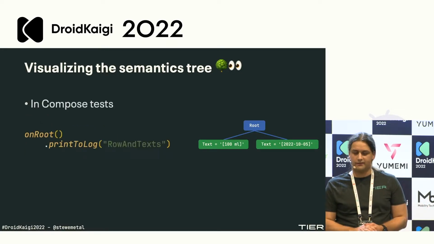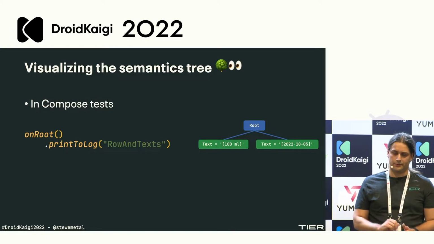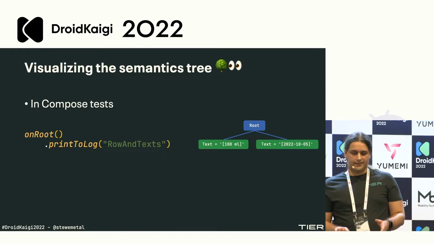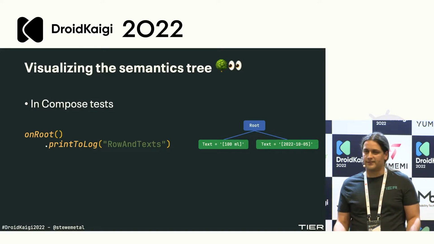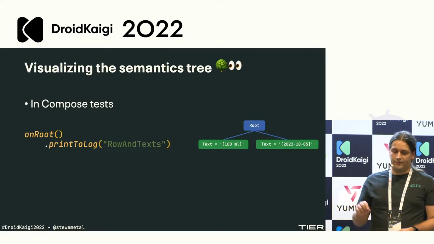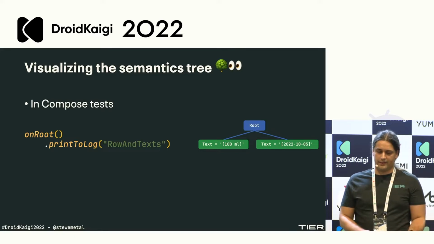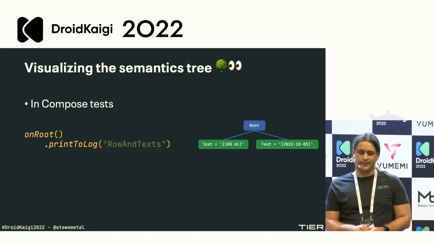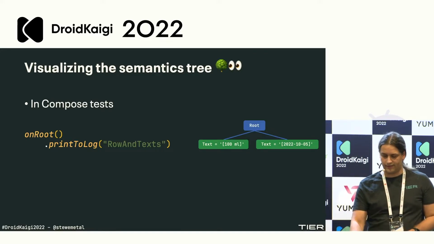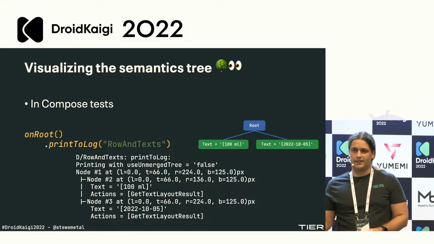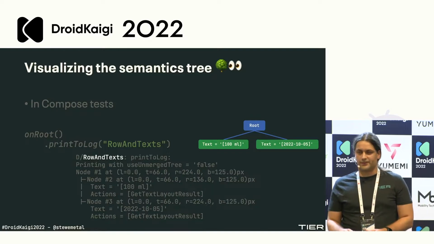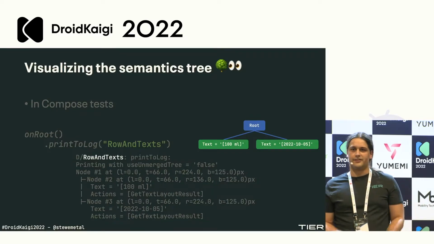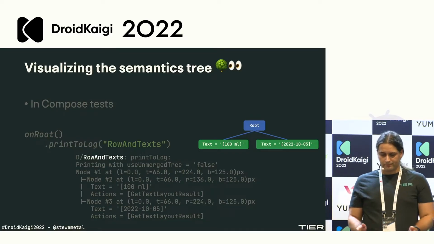Okay, so we can visualize the semantics tree in at least two ways. One is in tests, where we can query and print to the log a representation of the semantics tree. If we use the onRoot finder and call printToLog on it with a log tag, then we will get this representation in logcat. Of course, the tag serves the purpose of finding this log among the sea of other logcat messages.